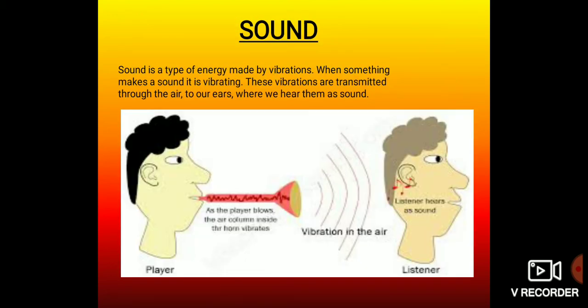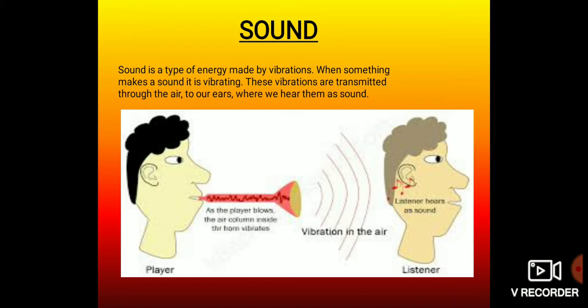Sound. Sound is a type of energy made by vibrations. When something makes a sound, it is vibrating. These vibrations are transmitted through the air to our ears, where we hear them as sound. For example, when someone plays a musical instrument such as a guitar, the vibrating cords set air particles into vibration. The vibration of air particles produces sounds.